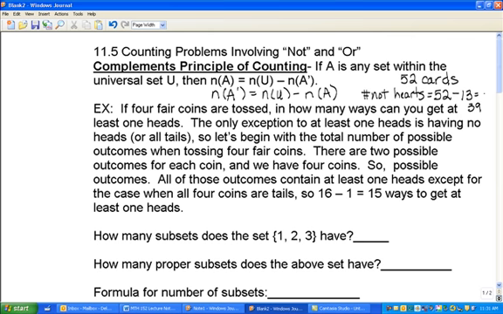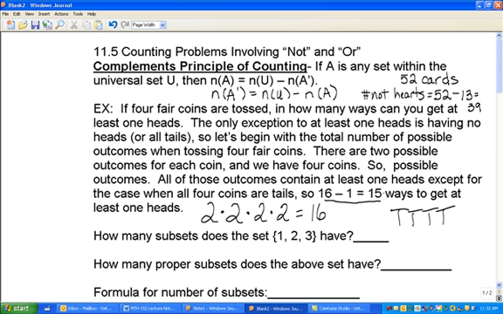Okay, another example. If we have 4 fair coins that are tossed, in how many ways can you get at least one heads? The only exception to at least one heads is having no heads, or all tails. So let's begin with the total number of possible outcomes when tossing 4 fair coins. Here's coin 1, 2 possible outcomes, coin 2, 2 possible outcomes, coin 3, coin 4. So there are 16 possible outcomes for tossing the 4 coins. Now, there's only one way to get no heads, or all tails. So we take our 16 minus the 1. That means there are 15 ways to get at least one heads.